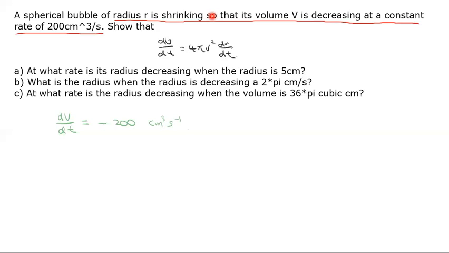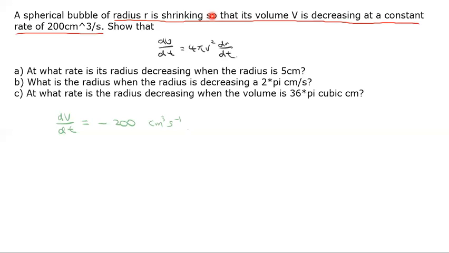That's what that phrase is telling you. Its volume V is decreasing. So the rate of change, dv dt, is negative because it's decreasing at 200 cubic centimeters per second. So dv dt is negative 200 cubic centimeters per second.